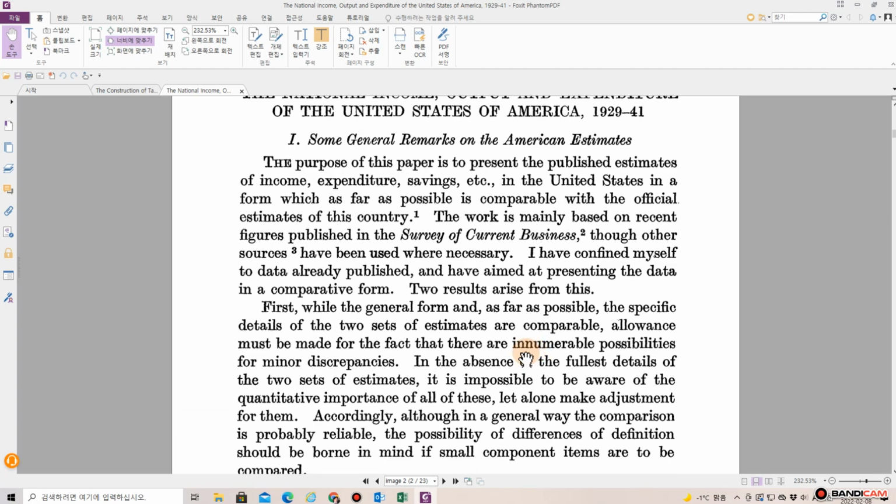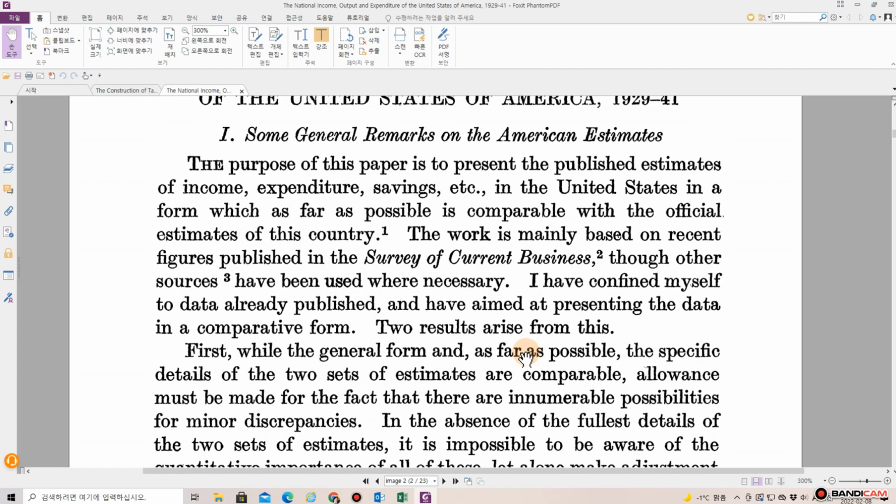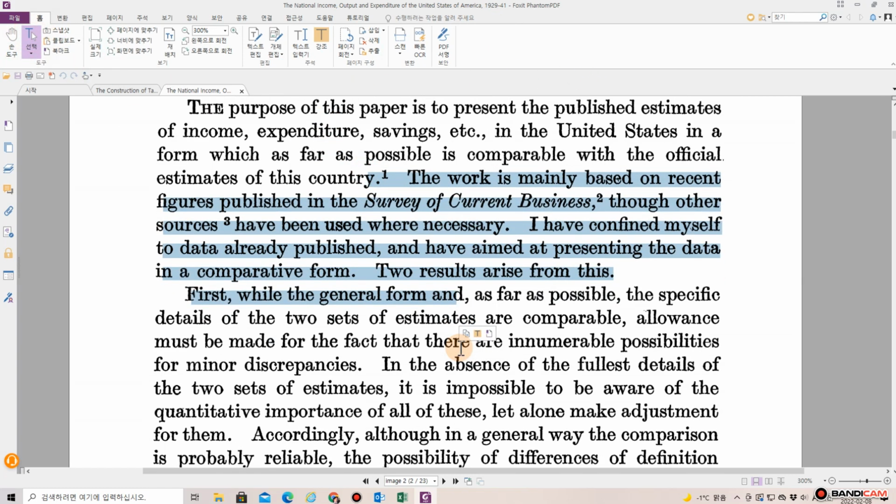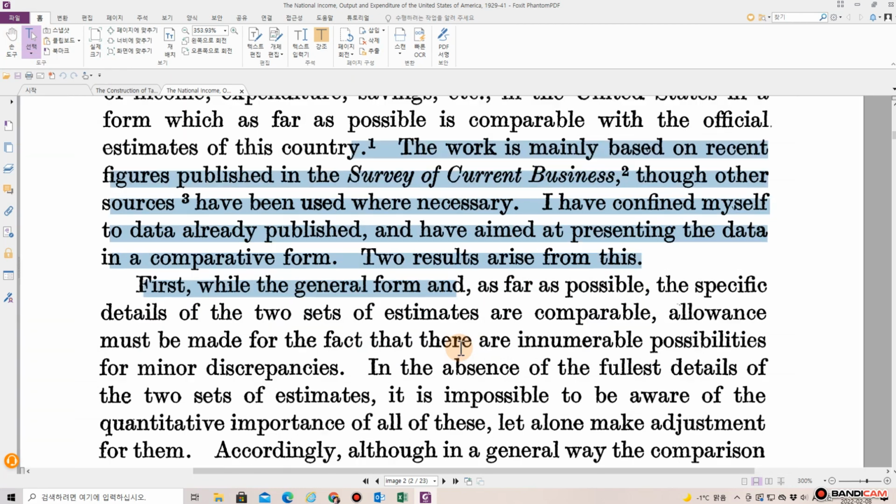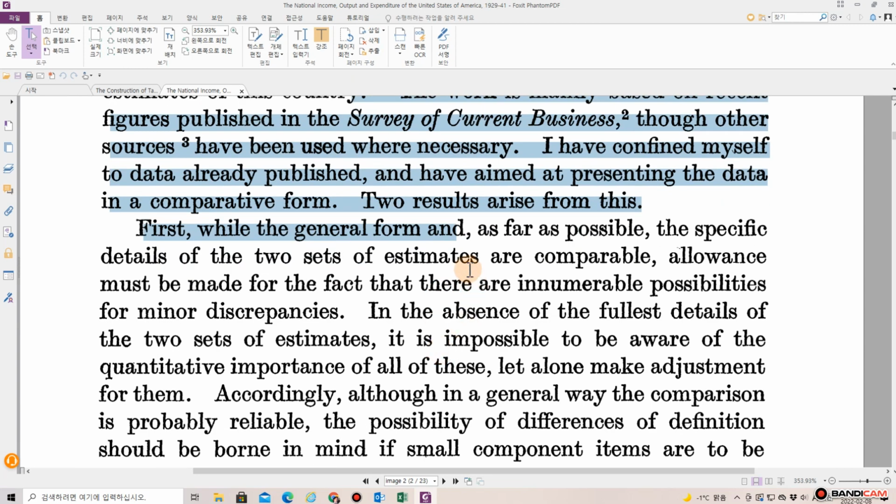The purpose of this paper is to present the published estimates of income, expenditure, savings, etc. in the United States in a form which, as far as possible, is comparable with the official estimates of this country. The work is mainly based on recent figures published in the Survey of Current Business, though other sources have been used where necessary. I have confined myself to data already published and have aimed at presenting the data in a comparative form. Two results arise from this.